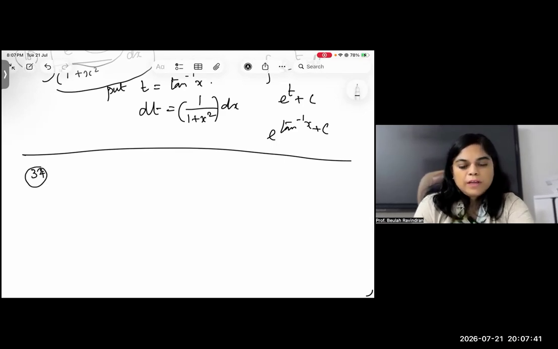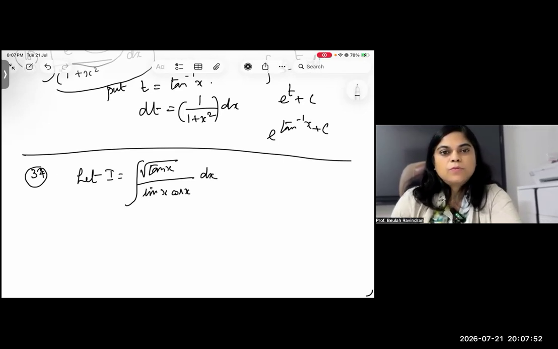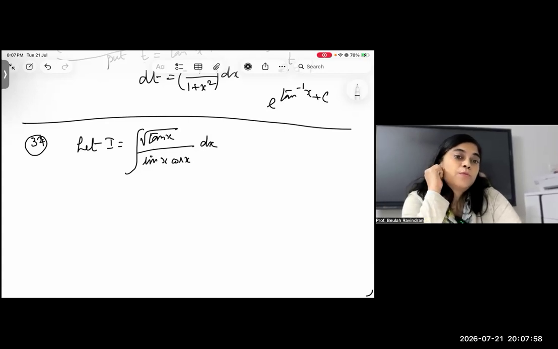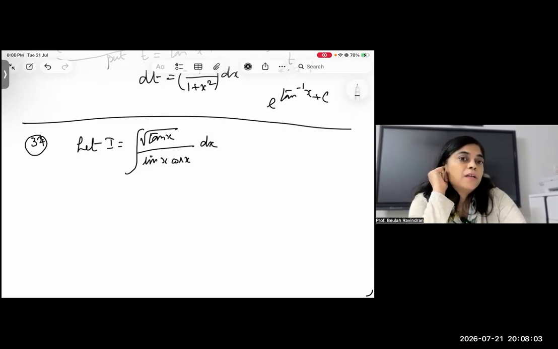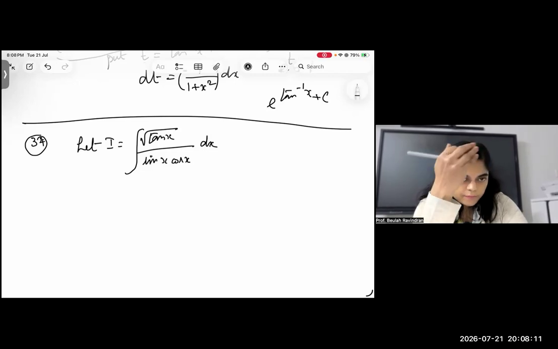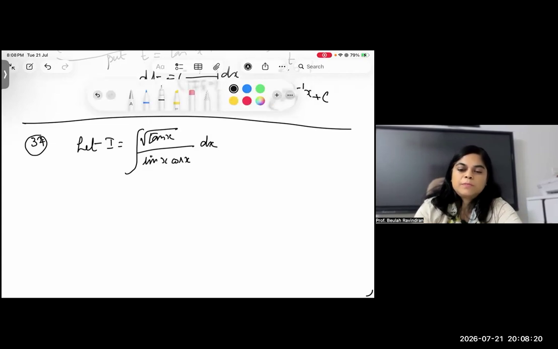34th question. Let the integral be root of tan x by sin x cos x into dx. So what can we do? Here it's very tough to identify what can be substituted. It's really tough, but you must have practice. You must be very thorough in trigonometric identities as well as the integration formulas given in your book. Both are very important. So for this, I'll give you a tip.